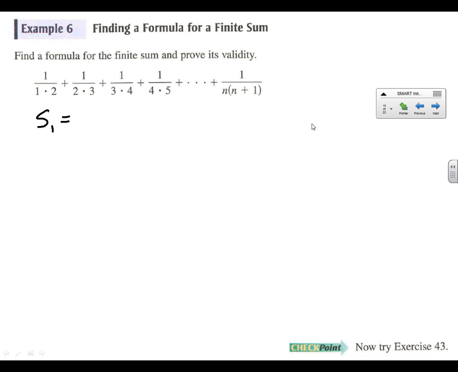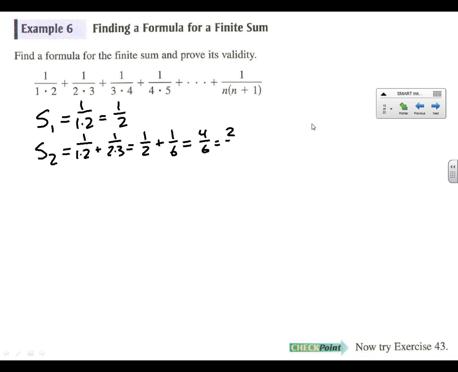So what about the first one? That's just 1 over 1 times 2, which is 1/2. What about the second one? That's 1 over 1 times 2 plus 1 over 2 times 3. So we know that's a half plus a sixth. So that's 4/6, which is 2/3.